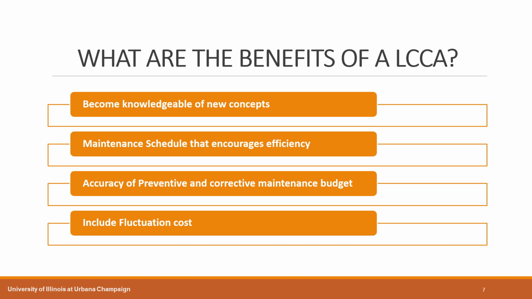Another benefit is the accuracy of preventive and corrective maintenance budget, and also to include fluctuation costs. For example, water and utility costs can be predicted with a greater detail. So analysts recognize that costs of water and utilities fluctuate differently than other costs. This cost will be included and considered when calculating costs during the life cycle cost analysis.